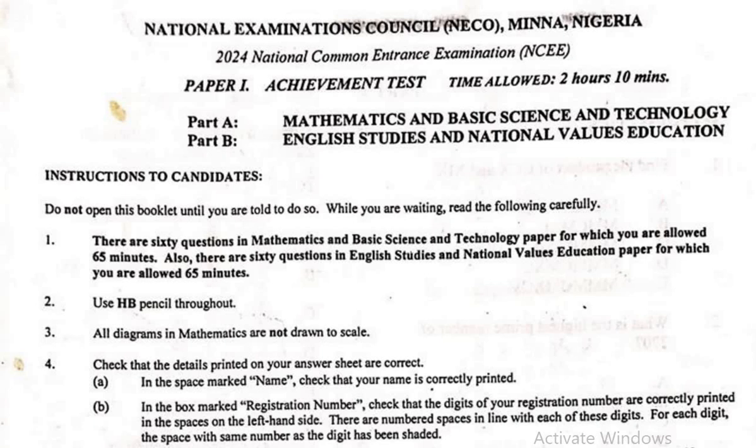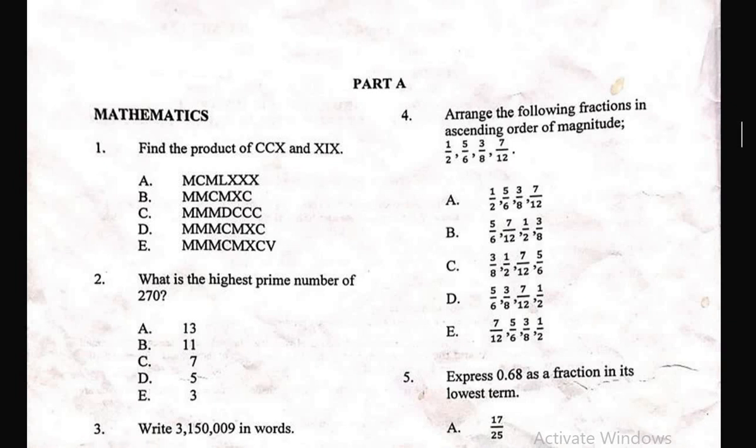Hello, you're welcome. For today's video, we'll be looking at National Examinations Council, NECO, Nigeria 2024 National Common Entrance Examination, NCEE, Paper 1, Achievement Test. Part A, Mathematics and Basic Science and Technology, but for this video, we'll be looking at Mathematics alone, and for the next video, we'll be looking at Basic Science and Technology. And then, of course, we get to look at English Studies and National Values Education. Without wasting time, let's look at the mathematics question.